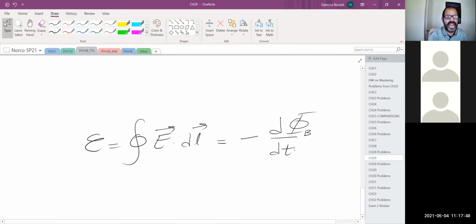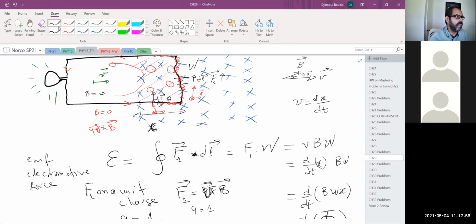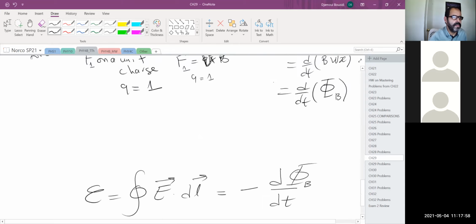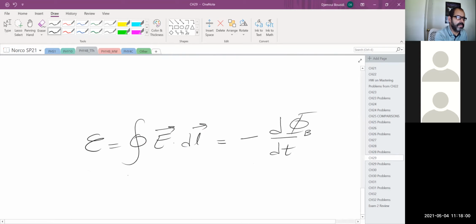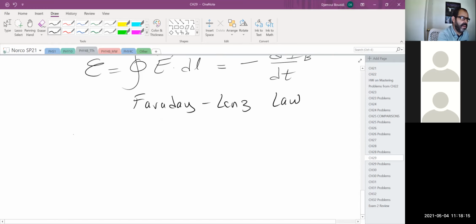This is due to Lenz. The actual law is due to Faraday. And this law now has a name. They call it Faraday-Lenz Law. Okay. Lenz's contribution was about that sign business. Okay. So let's put it in words.